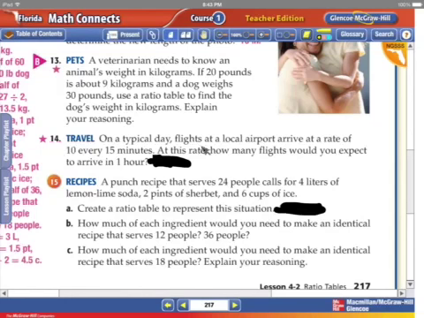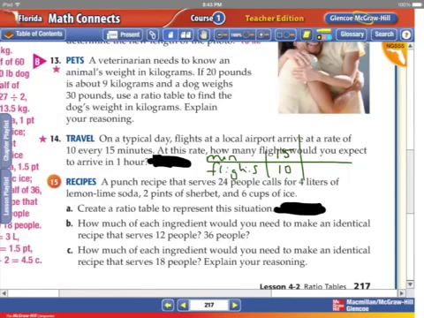On a typical day, flights at a local airport arrive at a rate of 10 every 15 minutes. So that's where we create our own table. We've got minutes and we have flights. And we know that for every 15 minutes, we have about 10 flights that come in. And then it says, at this rate, how many flights would you expect to arrive in an hour? So we're trying to figure out how many planes are going to come in 1 hour's worth of time.